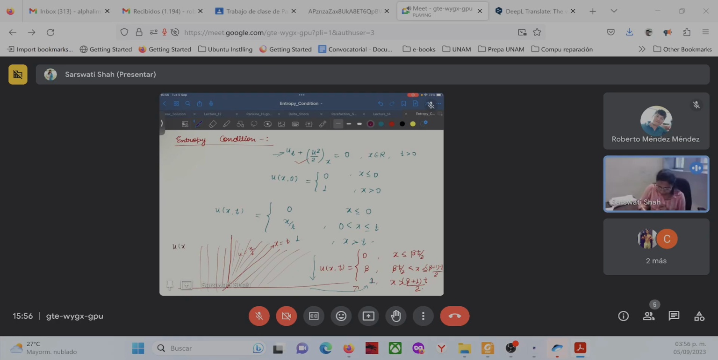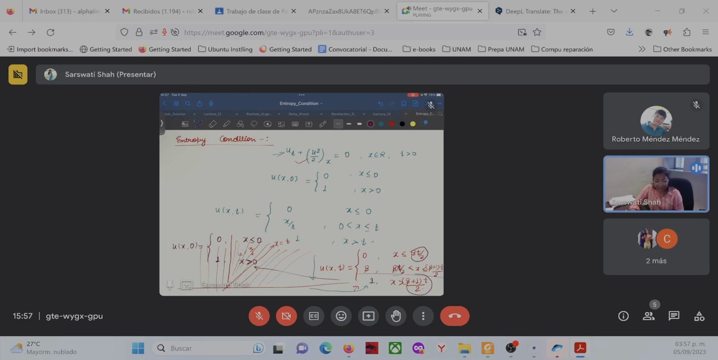If you are keeping t equals to 0, just try to understand. So t equals to 0, this value becomes 0 and this value becomes 0. This is the initial data: 0 when x is less than or equal to 0 and 1 when x is greater than 0, because when you keep t equals to 0, this is the value at 0. So that is not going to make any change. Okay? So you are getting the initial data.